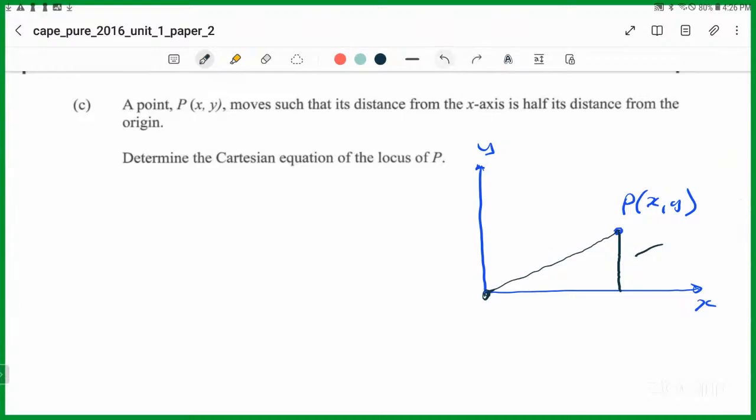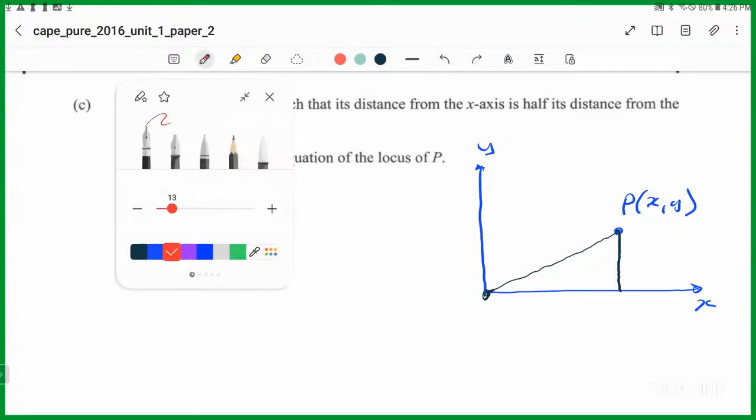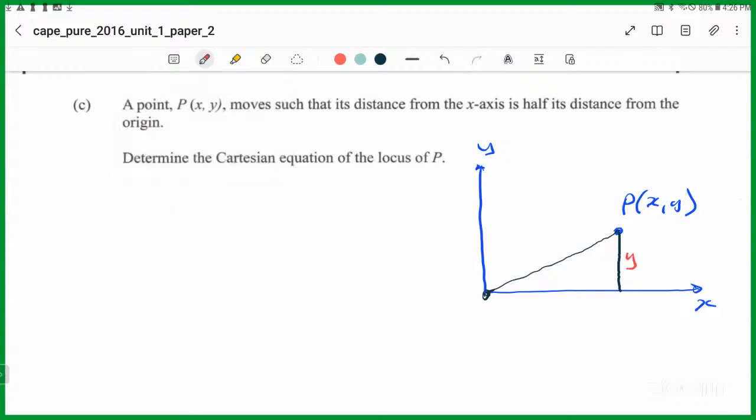Now, what is this distance? This distance is just y. What is the distance from the origin to this point? This distance is just the square root of x squared plus y squared, because here says x and here says y. The question said the distance from the x-axis, which is y, is half.